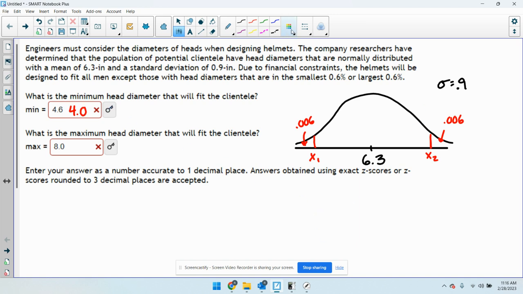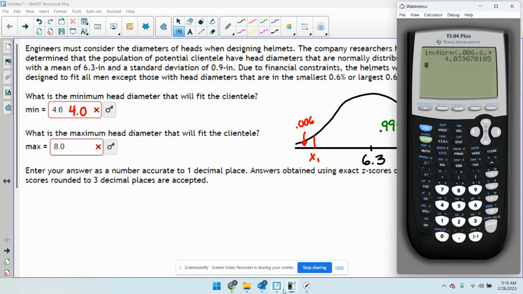Now the second one's a little trickier, not too bad, but I need to figure out what the area to the left of this value is. Well, if there's 0.006 above it, that must mean there's 99.4% below it, which is the same as 0.994. So that's the area I want to use in the calculator. I'm going to hit second distribution, inverse normal, 0.994, and everything else stays the same. And you'll see I get a maximum head value of 8.6.